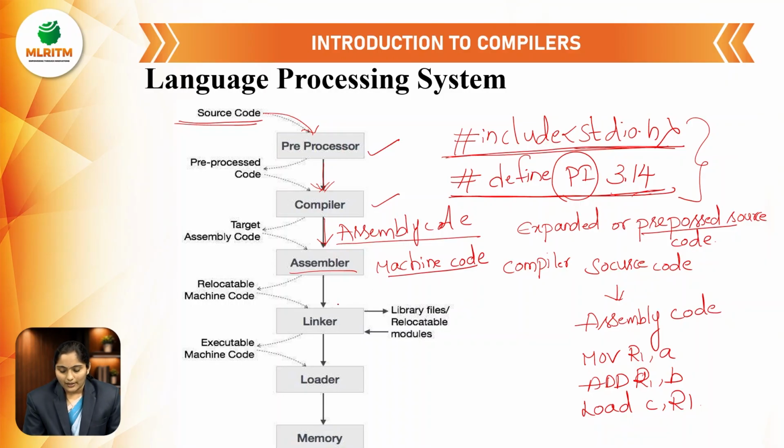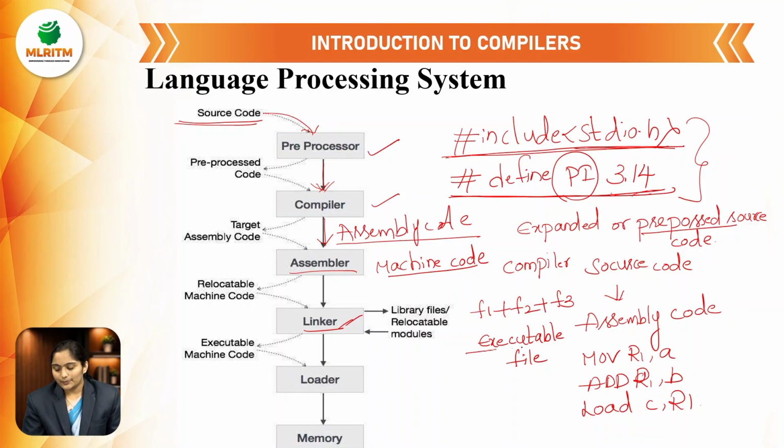And this machine code will be given to the linker. If your program contains a large set of instructions or multiple lines, that program is divided into multiple files, file 1, file 2 and file 3. The job of the linker is to combine all these files into a single executable file. A single executable file will be created with the help of a linker.